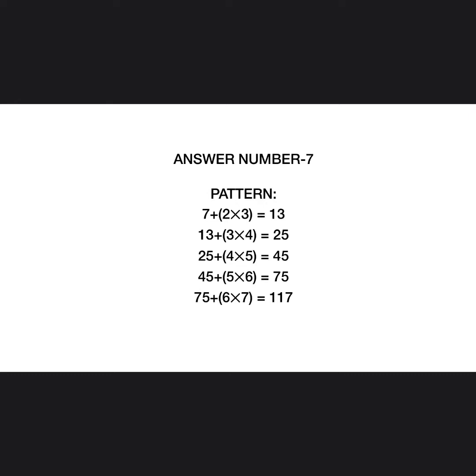Fourth number is 25 plus 4 into 5 which is equal to 45. And fifth number is 45 plus 5 cross 6 which is equal to 75. So our desired number is 75 plus 6 cross 7 which is equal to 117. So our correct option is 117.